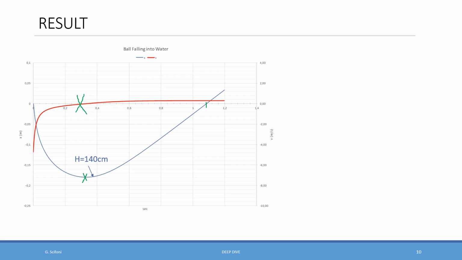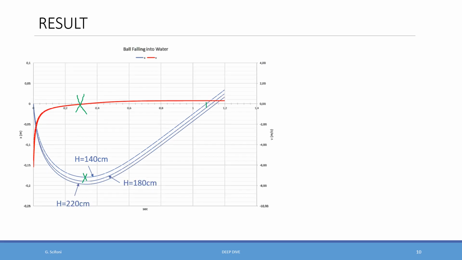If you repeat the simulation for the experiment 2 and 3, we notice that they have very similar behavior, but the maximum depth increases as well as the diving time, but not much. Another important observation is that the time when the maximum depth is achieved is also not changing.